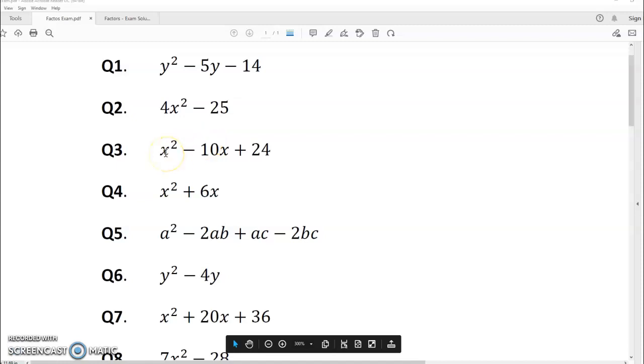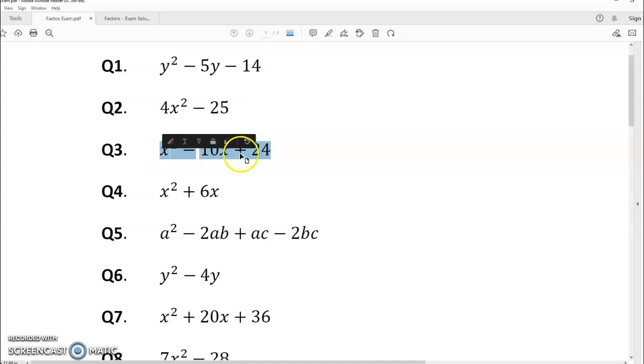Question 3 is x squared minus 10x plus 24, and this is one of my favourite questions in maths because students, unless they carry out their checks on this one, always seem to get it wrong. So again, we run through our initial tests, which are, is it a highest common factor? You have an x in common between the first two terms, but then we have just a 24. So it's not a highest common factor.